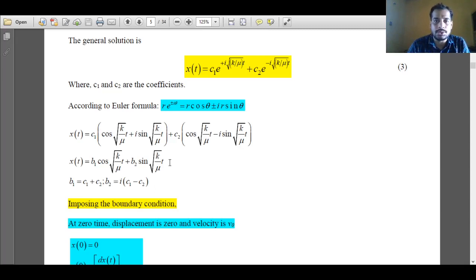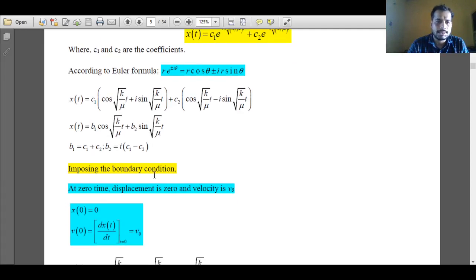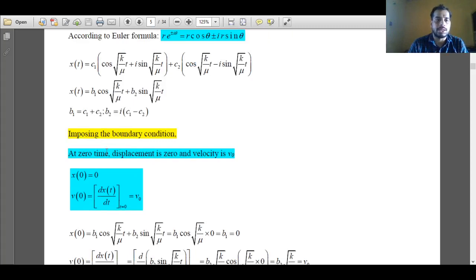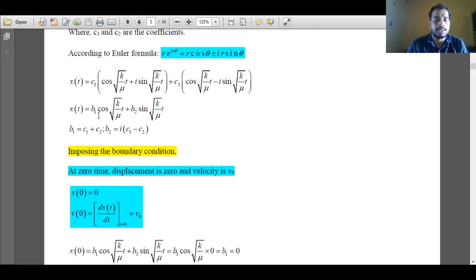So my solution becomes x(t) is equal to, what is x(t)? x(t) is the amplitude of vibration with respect to time, which depends upon time, and is equal to b1 cos(√(k/μ) t) plus b2 sin(√(k/μ) t), or I can say b1 cos theta plus b2 sin theta. So, imposing boundary conditions. To get a reasonable understanding of this solution, we have to apply boundary conditions.